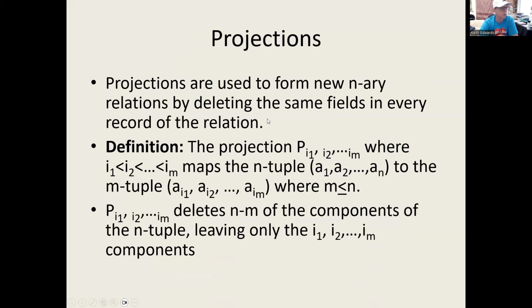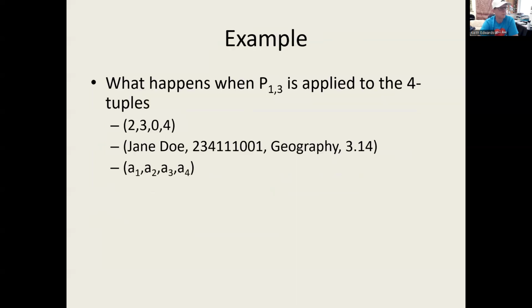Projections are used to form new N-ary relations by deleting the same fields in every record. So the projection P_i1,i2,...,im maps the tuple (a1,...,an) to the m-tuple (a_i1,...,a_im), where m is less than n. P_i1,i2,...,im deletes n minus m of the components of the n-tuple, leaving only m components.